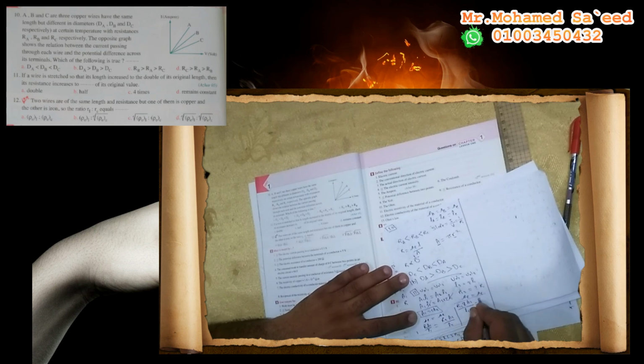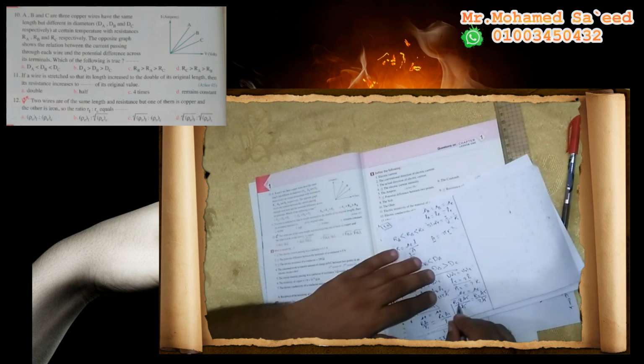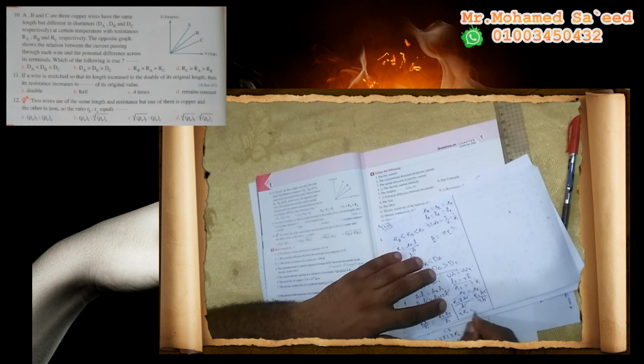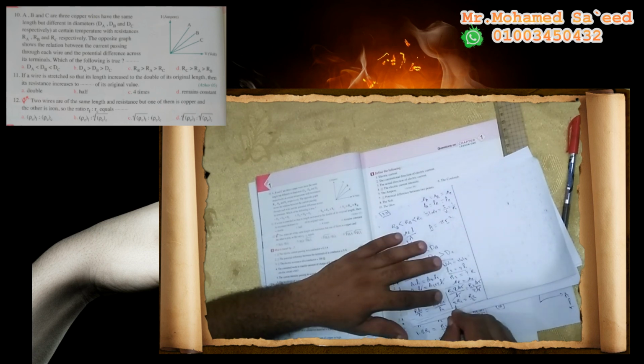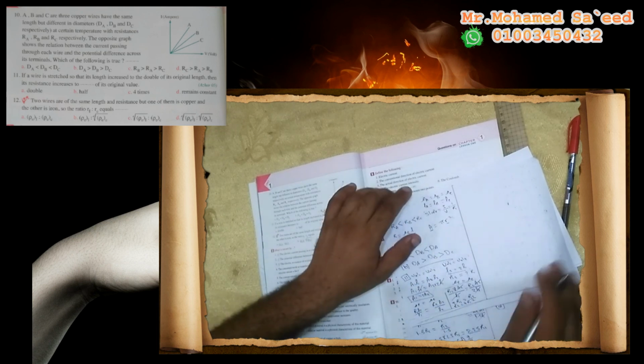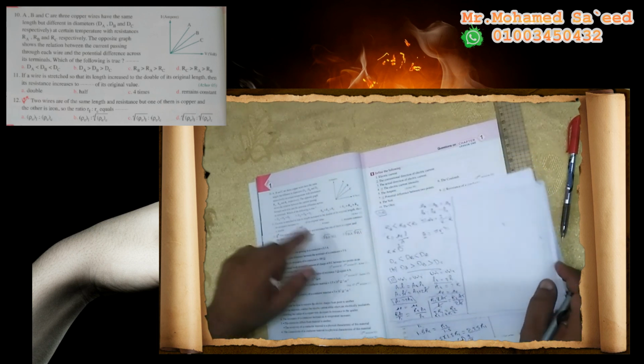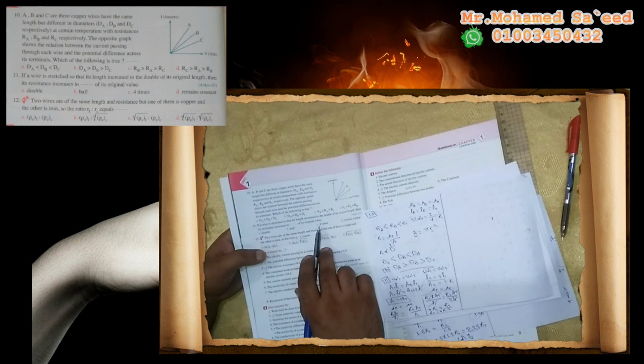2A2 over L1 equals R2 A2 over L2. We can replace L2 by 2L1. L1 cancels with L1, A2 cancels with A2. So 2R1 equals R2 over 2. So R2 equals 4R1. So resistance increases 4 times. The true answer is C, increases 4 times.